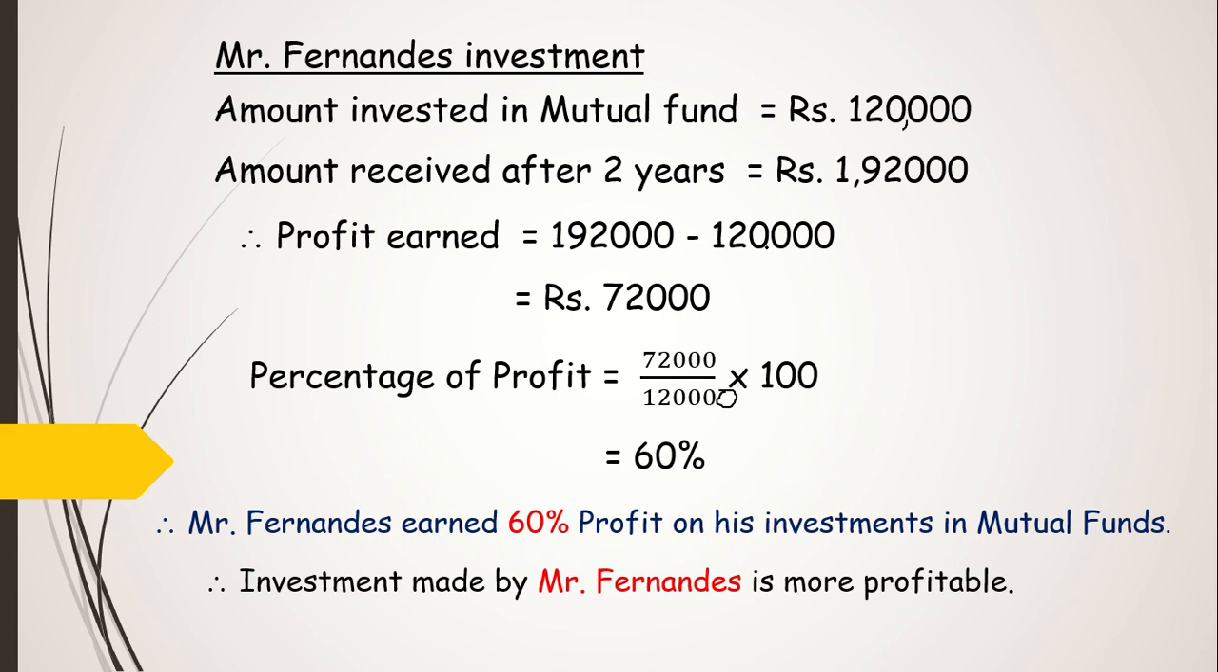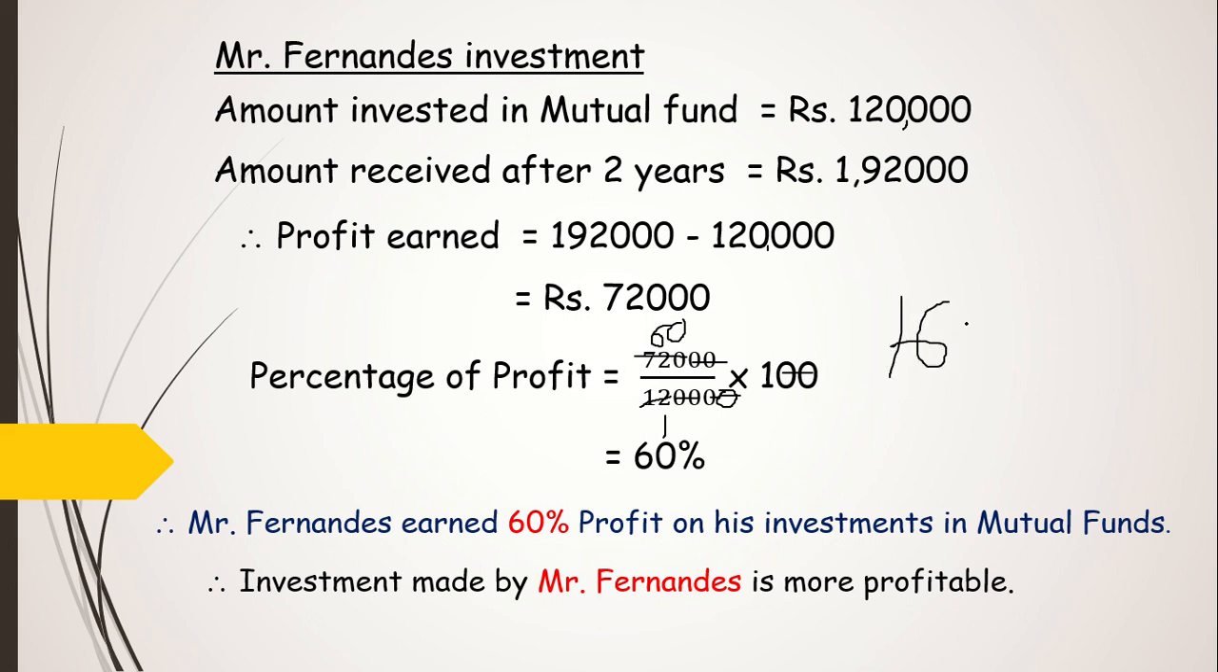So these two zeros and these two zeros will get cancelled, and then these two zeros and these two zeros will get cancelled. 12 ones are 12, 12 sixes are 72, and the 10 which was here. So that's 60%. Mr. Fernandez earned 60% profit on his investments in mutual funds, and therefore obviously how much was Mr. Sayyed's?